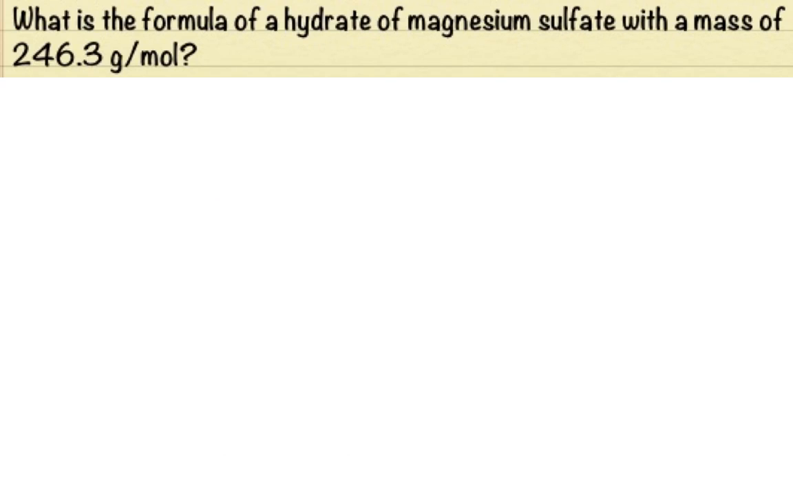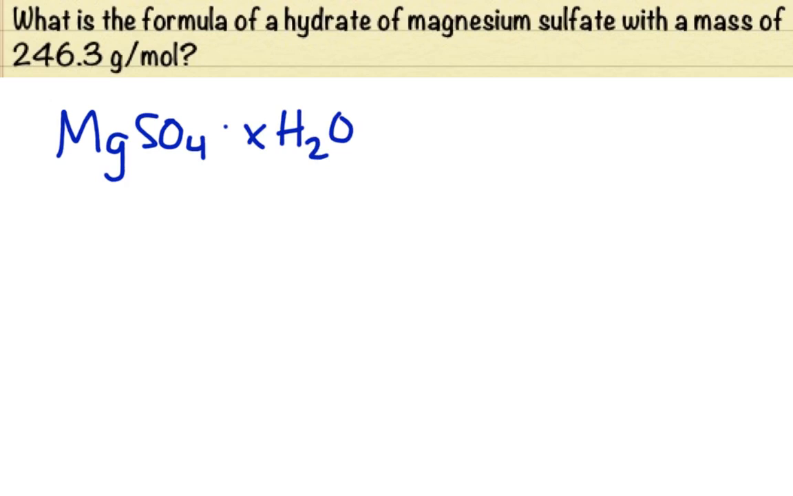To solve problems, I've given you an example here. It says, what is the formula of a hydrate of magnesium sulfate with a mass of 246.3 grams per mole? Okay, so the first thing you want to do is write out what you have. I know I'm going to have some hydrate of magnesium sulfate, so it's going to look something like this. The next step in the process is to figure out just how much of that 246.3 belongs to magnesium sulfate. So let's calculate that out.